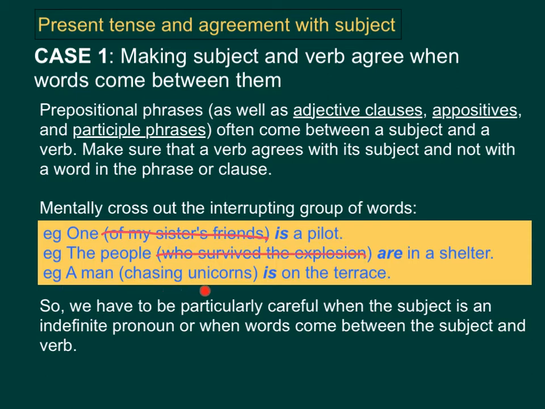A man chasing unicorns is on the terrace. In this example, the subject is a man, and the verb is, while the interrupting group of words is chasing unicorns. So we have to be particularly careful when the subject is an indefinite pronoun or when words come between the subject and the verb.